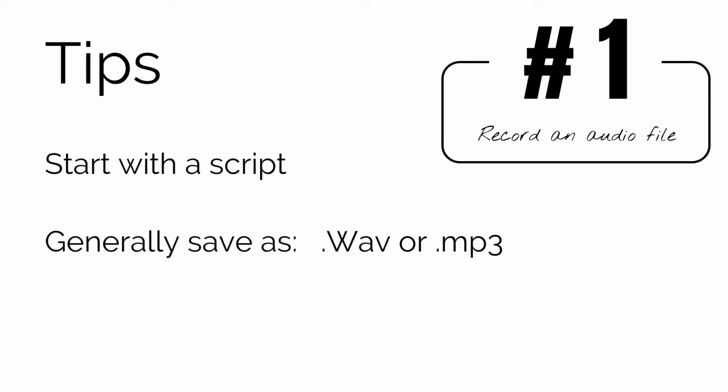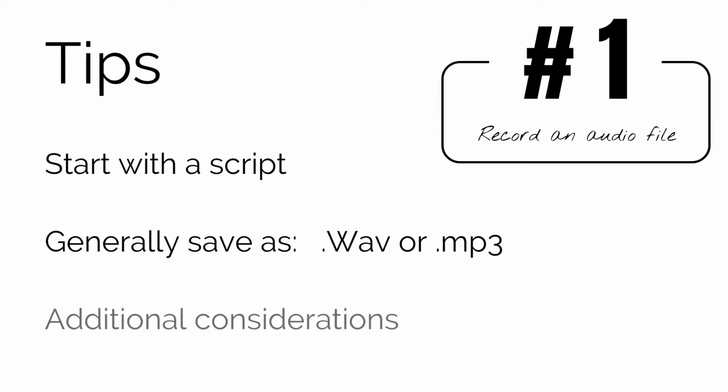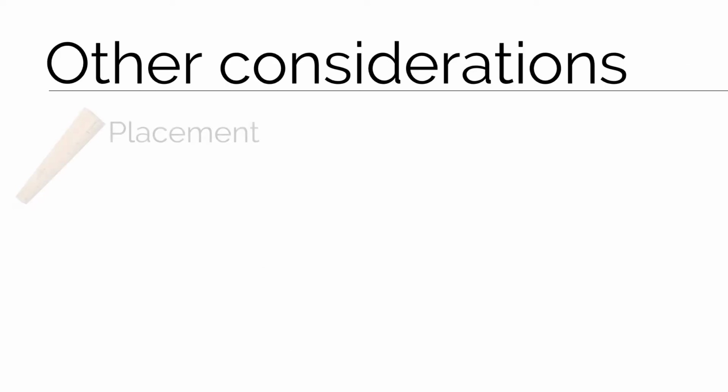When recording an audio file, we recommend that you start with a script. This will help you avoid going out on tangents or leaving things out, and that will ensure your video is ADA compliant. In general, unless you are working with a specific program that requires a different format, you should save your file as a .wav or a .mp3 file. These are the most common file formats and have the best quality for the file size. Additional considerations, which are on the next slide, to consider when you are actually recording your file.